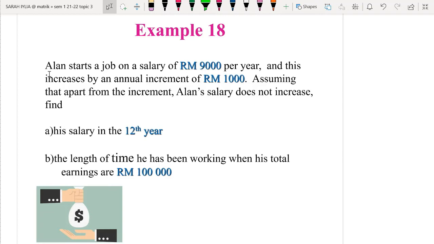So, his starting salary would be 9,000. Automatically, that would be our A, the starting value in this case. And then it increases annually by 1,000. So setiap tahun dia akan naik 1,000. Automatically this is an arithmetic sequence. So this will be our D.